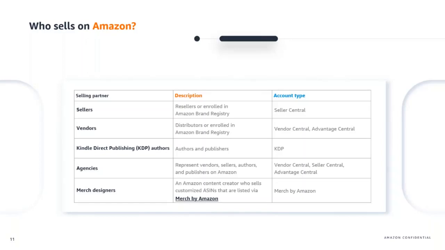Agencies can represent all types of selling partners, so sellers, vendors, authors, and publishers, and the account type that they use will be based on the type of selling partner that they represent. I also wanted to quickly note that sometimes selling partners have questions about what to do or where to go if they need help updating a product in their catalog, for example. If that's the case, you can open a case in Seller Central or in Vendor Central for assistance. And finally, the last one that we have here is merch designers. Merch designers are a particular type of selling partner who print on-demand products that are listed via Merch by Amazon.